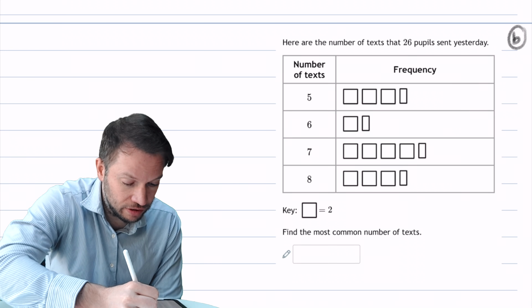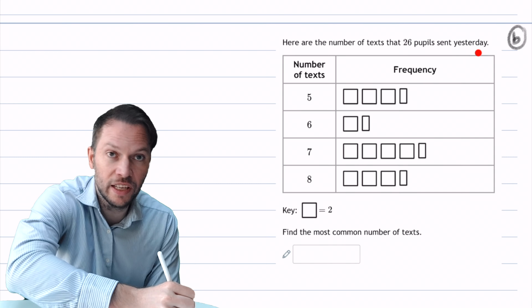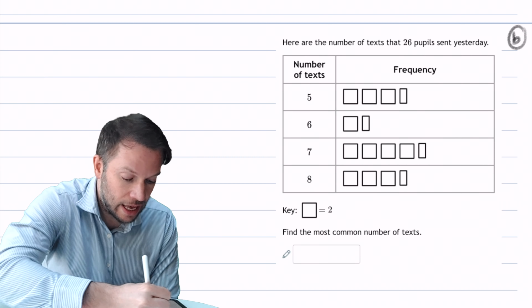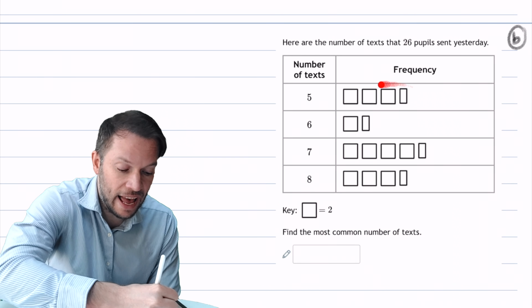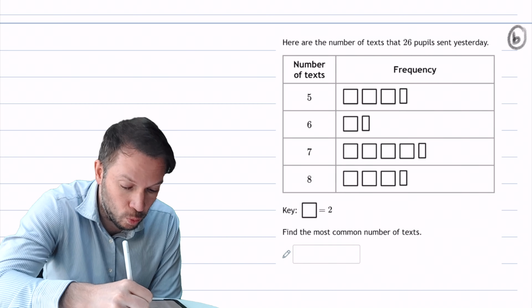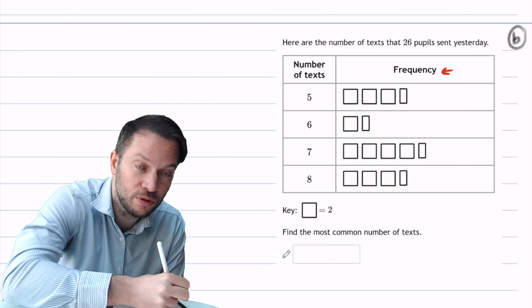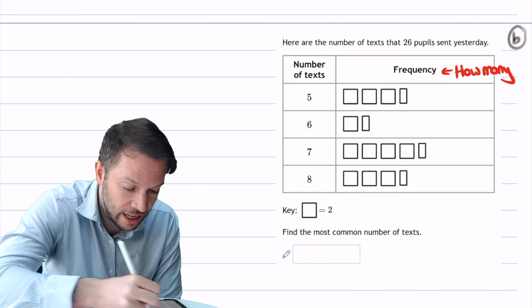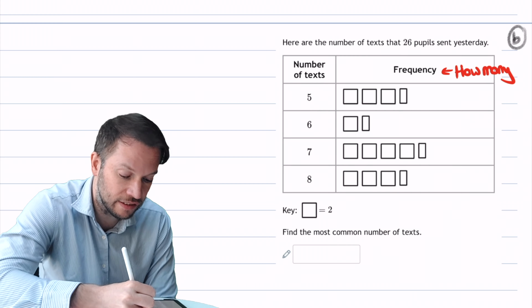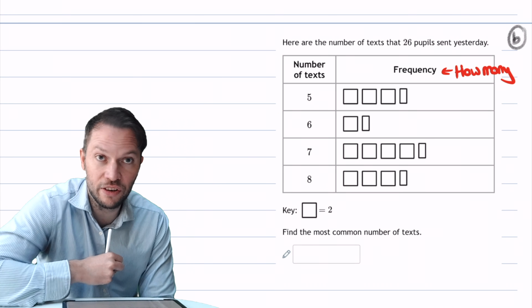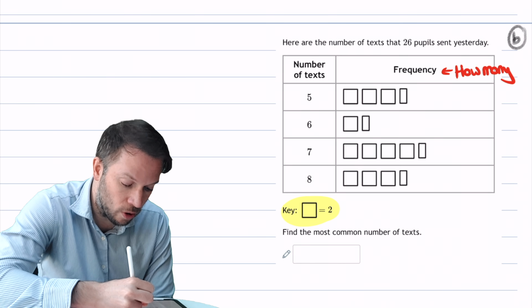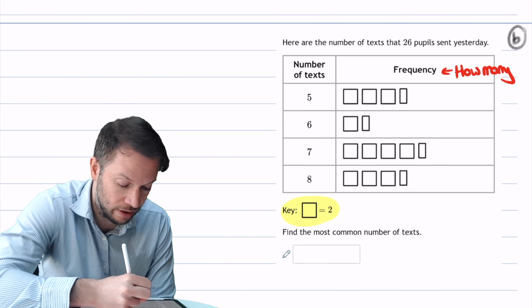So this question, for example, is talking about the number of texts that 26 people sent yesterday. And so we've got some people who sent 5 texts, and what these squares are showing is how many students sent 5 texts. The word frequency, by the way, that's just a posh word for saying how many. So it's telling us how many people sent 5 texts, 6 texts, 7 texts, 8 texts, etc. And what this key at the bottom is telling us is what each square in the diagram is worth. So it's saying each square is worth 2 people.